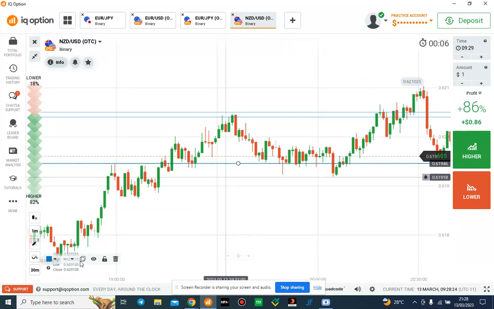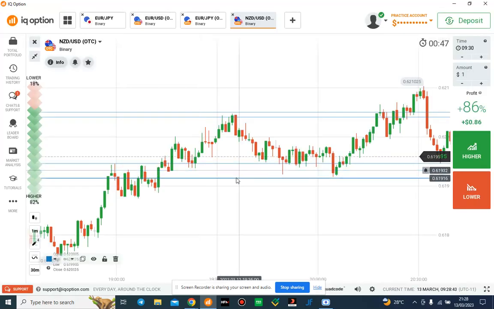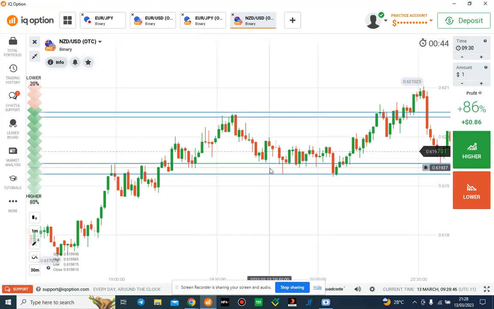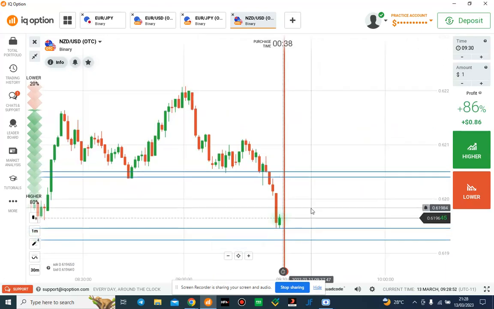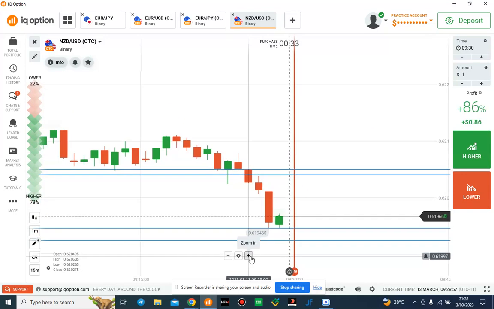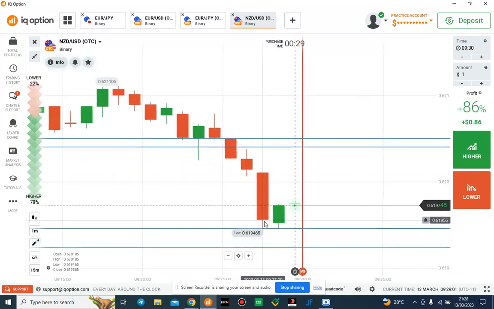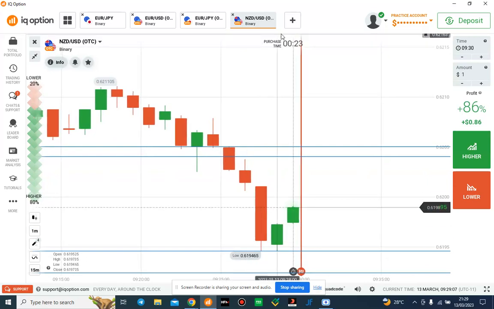Then the second line should be here. So which means that if the market reaches inside the zone on the right side, we are expecting the market to reverse. So let's see. But it only occurred as a rejection. You can see the candle reject, then buyers entered. Okay, so that is how you trade support and resistance.